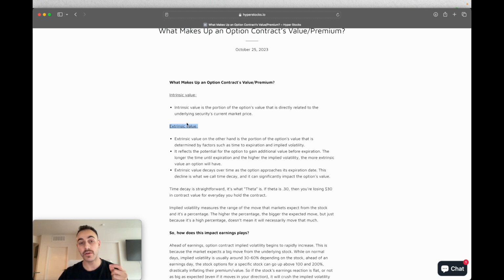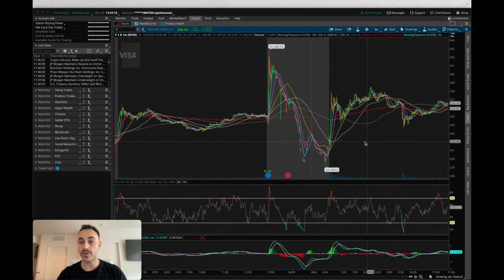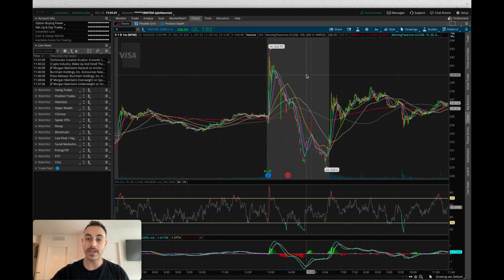But first, let's explain the intrinsic value, which is pretty straightforward. It is the portion of the option value that is directly related to the underlying stock's price. So imagine that the extrinsic value does not exist and we haven't talked about it yet. The intrinsic value is directly related to how the stock goes up or down. If you're in a call position and the stock goes up, then the call will go up with it and you will make money on that call, and vice versa for puts.